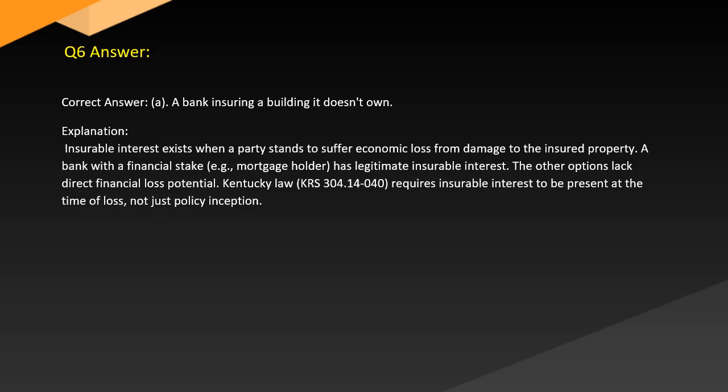Answer. Correct answer: a bank insuring a building it doesn't own. Explanation. Insurable interest exists when a party stands to suffer economic loss from damage to the insured property. A bank with a financial stake, e.g., mortgage holder, has legitimate insurable interest. The other options lack direct financial loss potential. Kentucky law, KRS 304.14-040, requires insurable interest to be present at time of loss, not just policy inception.